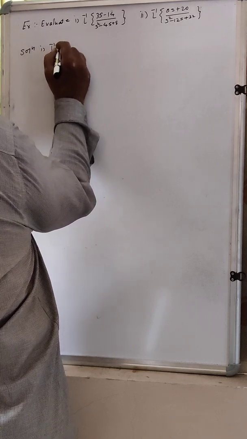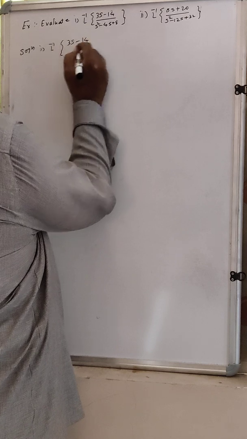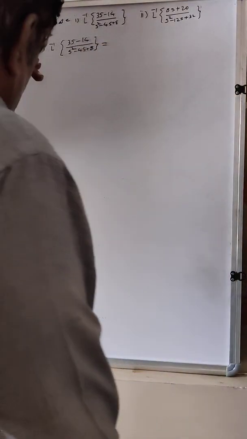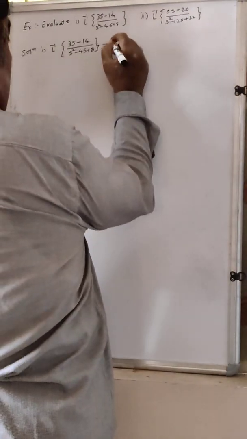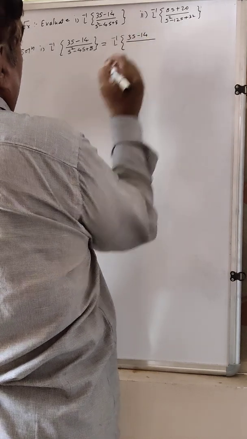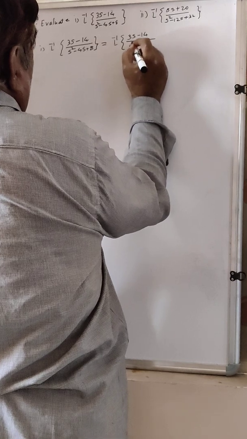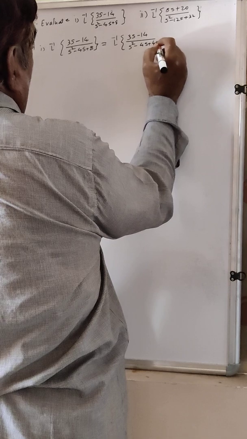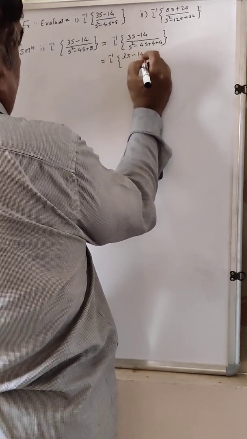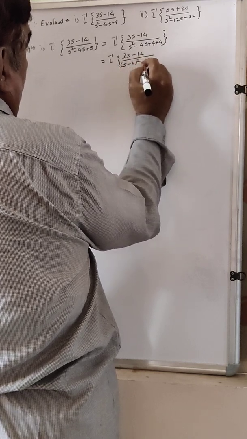Laplace inverse of (3s minus 14) upon (s square minus 4s plus 8) is equal to Laplace inverse of (3s minus 14) upon, for the perfect square, here s square minus 4s, but here plus 8, that is 4 plus 4. s square minus 4s plus 4 plus 4 is equal to Laplace inverse of (3s minus 14) upon (s minus 2) bracket square plus 4.